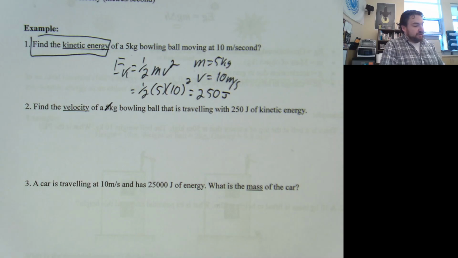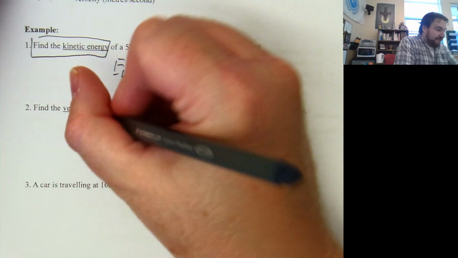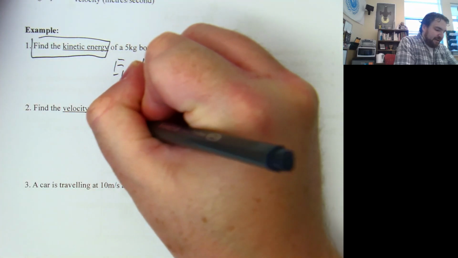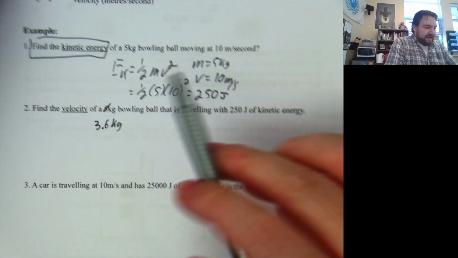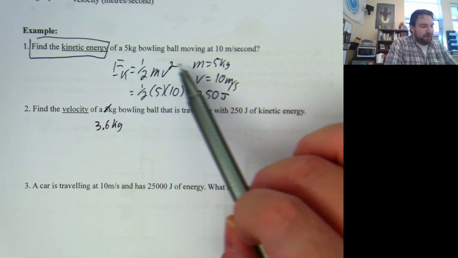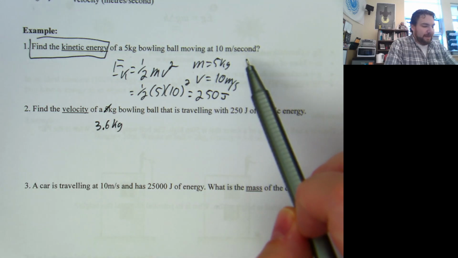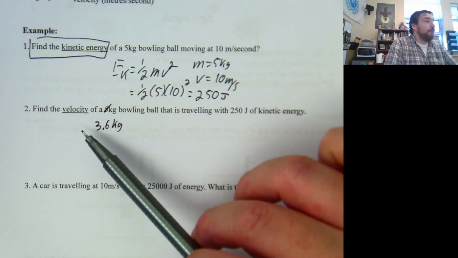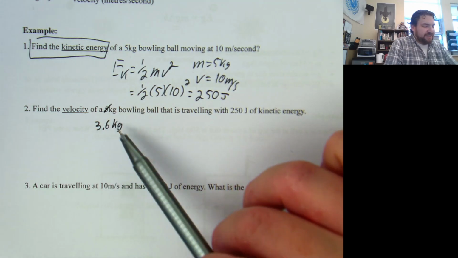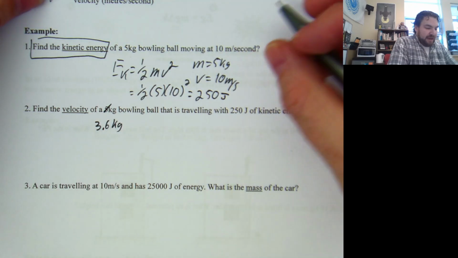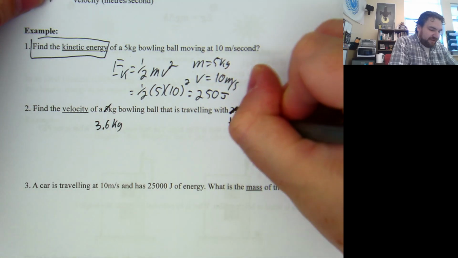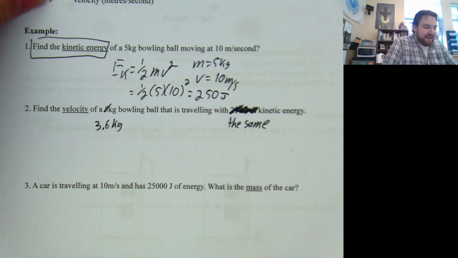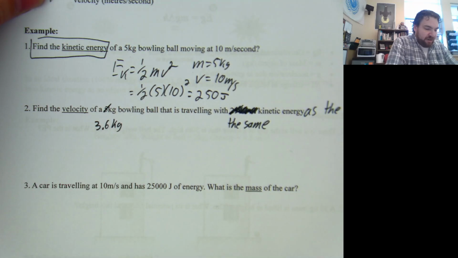Let's change the question. Let's say we have a 3.6 kilogram bowling ball, and usually the way it will be worded will be something like this. The first one was find the kinetic energy of a 5 kilogram bowling ball moving at 10 meters per second. Part B to the same thing will be find the velocity of the 3.6 kilogram bowling ball that is traveling with the same kinetic energy as the 5 kg ball was.